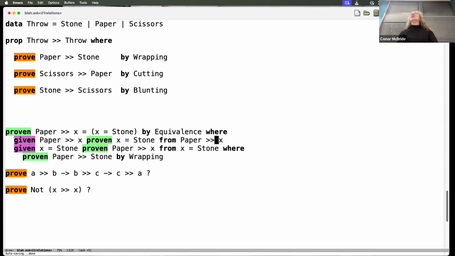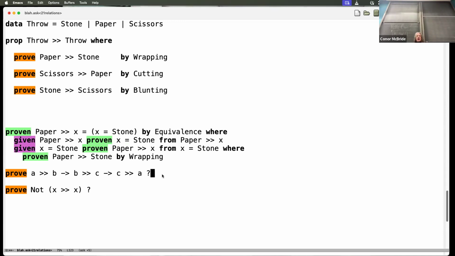That making sense? It's slightly too much Ask magic, but what's going on is that we get a kind of partial fit. So what happens when you do from on a relation is that it looks for all the things that are a partial fit, and it fixes up the discrepancies with equations. So if things don't fit, like cutting didn't work because paper isn't scissors. Blunting didn't work because paper isn't stone. Wrapping worked because paper is paper, and that means X must have been stone, is the reasoning that's going on here. So it works quite hard on your behalf. All right.